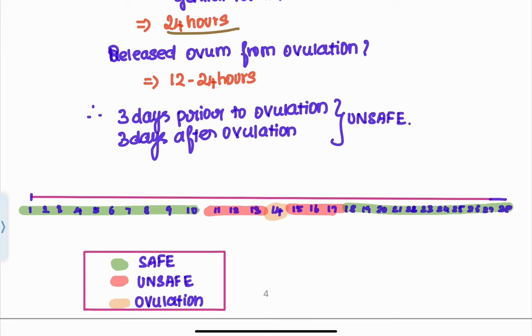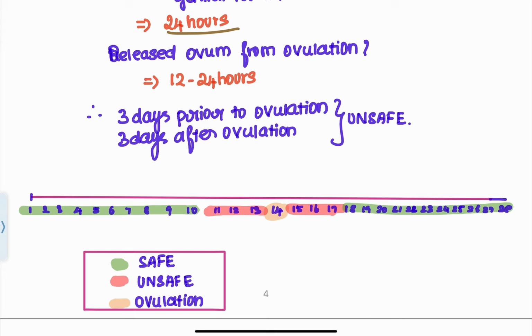So I'm going to give a variable of 3 days prior to the ovulation and 3 days after the ovulation. This is the unsafe period or the fertile period during the menstrual cycle. You are going to advise the female to please avoid having any intercourse during 3 days prior to the day of ovulation and 3 days after the ovulation.